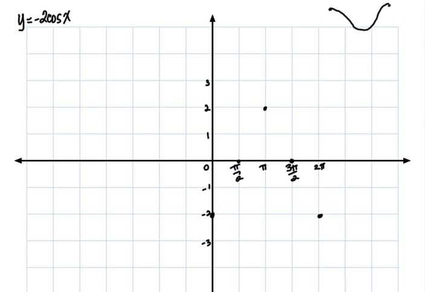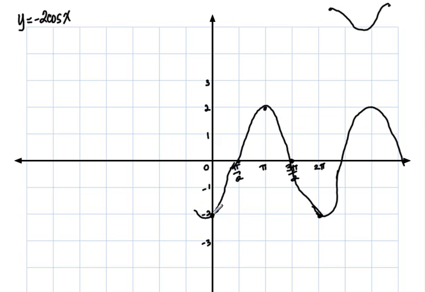Okay. So that is one period of the graph of y is equal to negative 2 cosine x. So you could continue that shape. Okay. And I won't draw the rest of that, but you can draw that in.